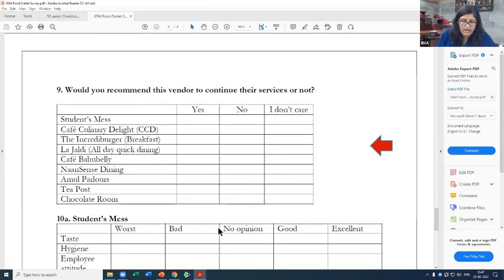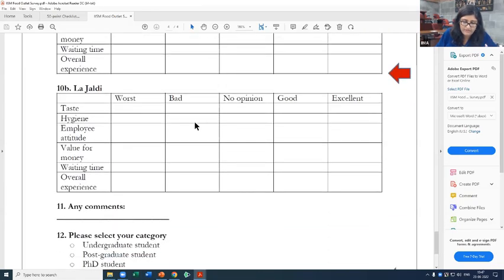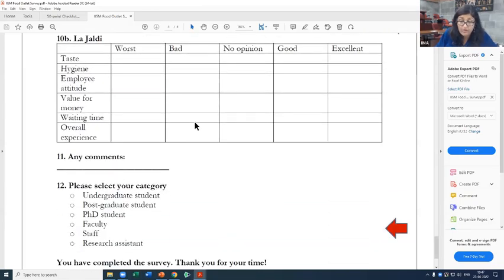Again, similarly, very hard to answer. You have to make sense of the horizontal line and the vertical line and match it up. A lot of cognitive processing. So not a good way of writing up this question. Same thing for student mess. Same thing for La Jaldi. Any comments? Any comments about what? Tell me what is the answer that you want and I'll write it.